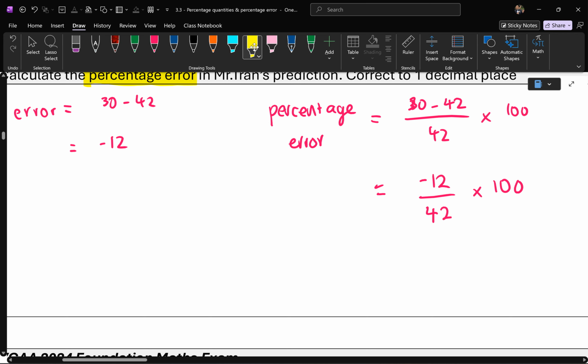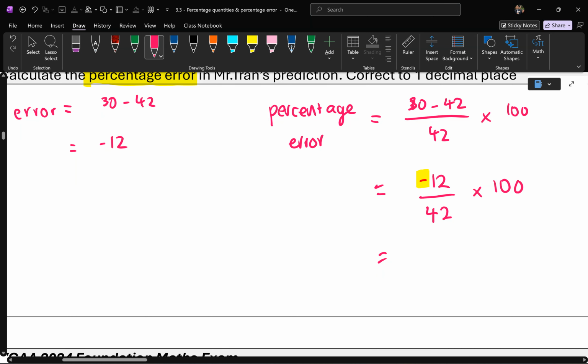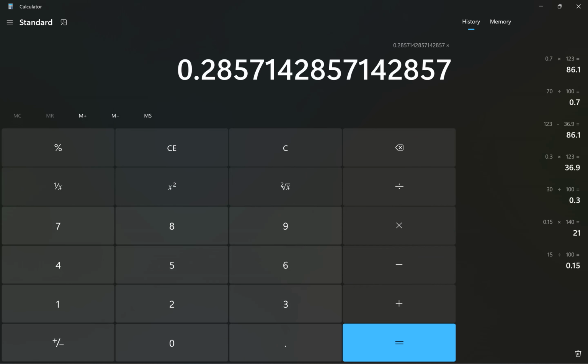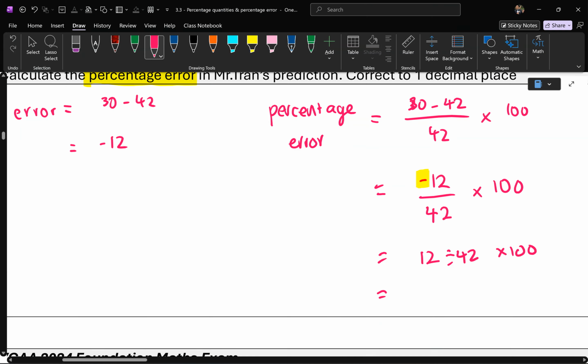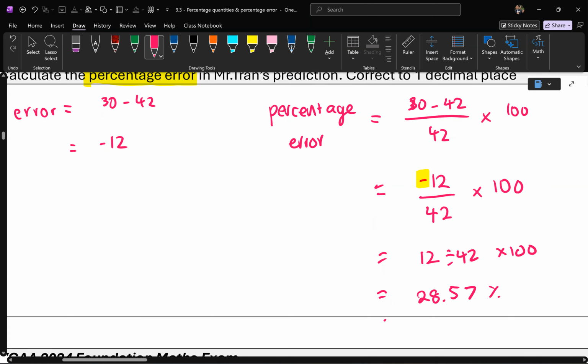But notice that negative. At year 12 level, we don't need the negatives. Okay, keep it all positive. So your answer should just be 12 divided by 42. So here we go. Type it in. 12 divided by 42 times 100. And you get 28.57. It says round to one decimal point. So it should be 28.6.